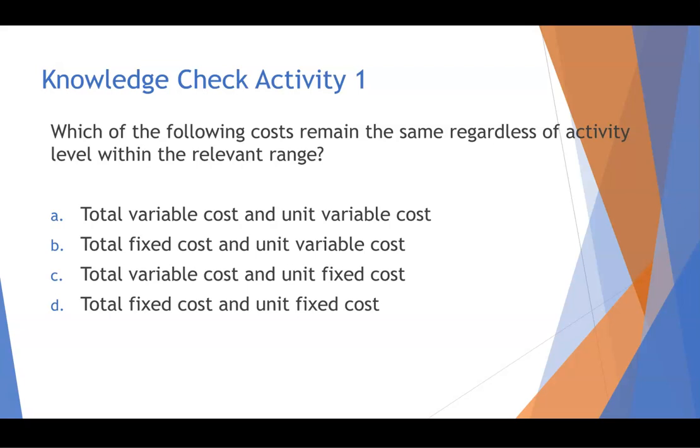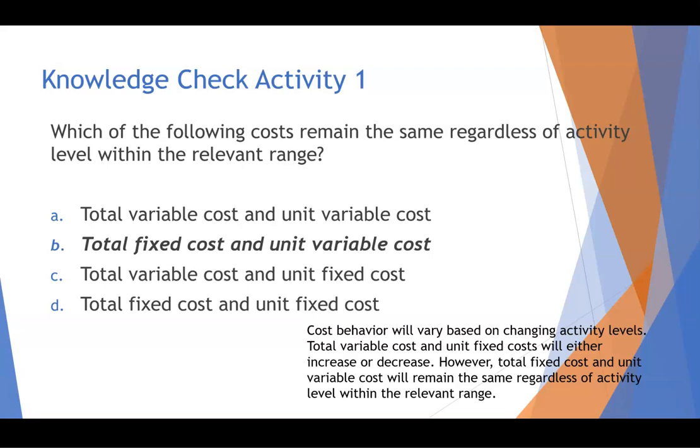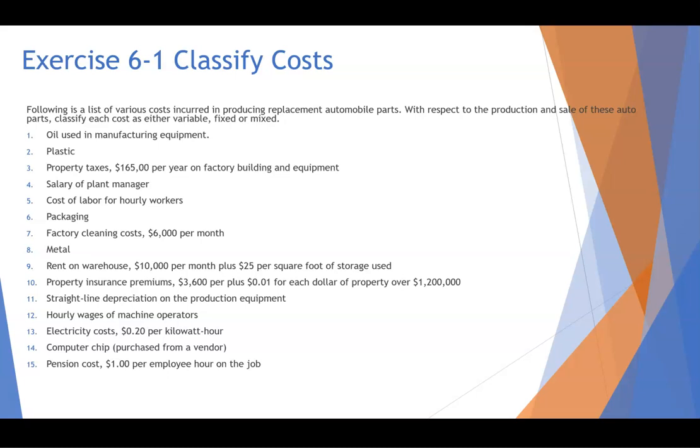Let's look at a question for you here. This question shows, which of the following costs remain the same regardless of activity levels within the relevant range? Wouldn't it be the total fixed cost and unit variable cost? Cost behavior is going to vary based on changing activity levels. Total variable cost and unit fixed cost will either increase or decrease, but the total fixed cost and unit variable cost will remain the same regardless of activity levels within the relevant range.